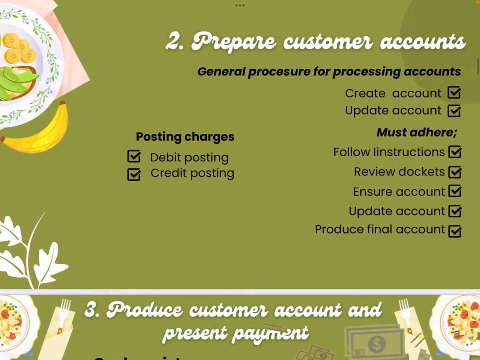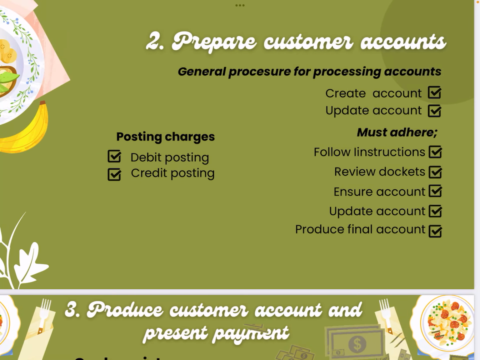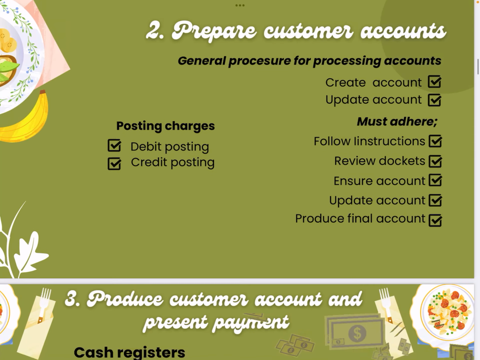Okay, and of course the staff must be able to adhere to the following: follow instructions, review dockets or the bill jacket. Make sure you're giving it to the right table number. If table 3 has billed out, check if that really belongs to that table. Check the food. If they have ordered 4 courses, make sure you have 4 courses. If they ordered 2 beers and 2 wines, make sure you have 2 beers and 2 wines. So those are the things that you have to check.